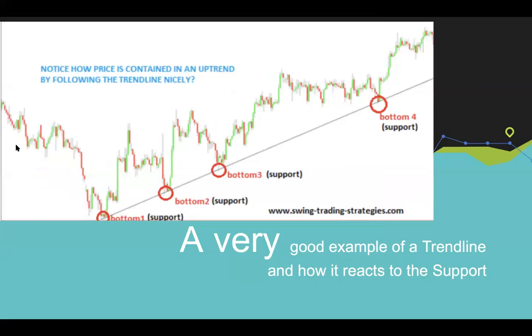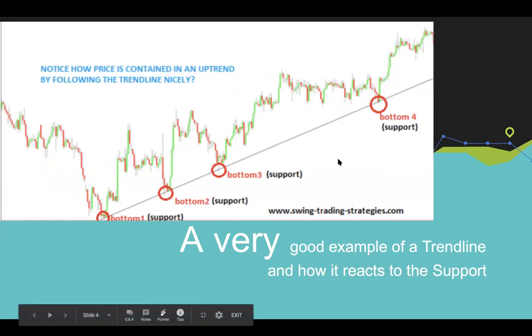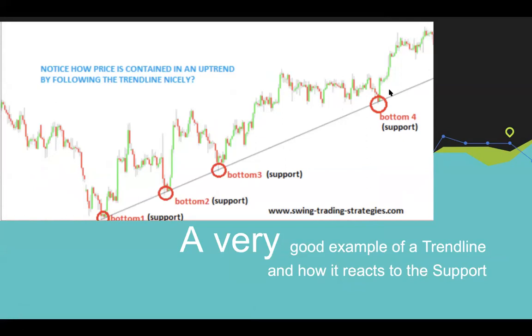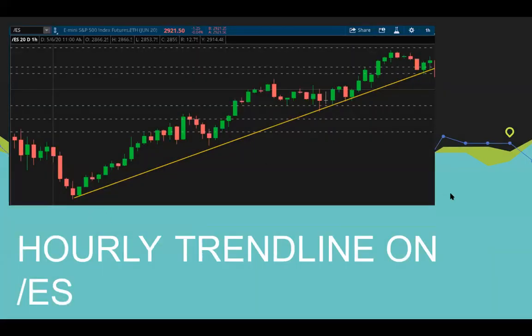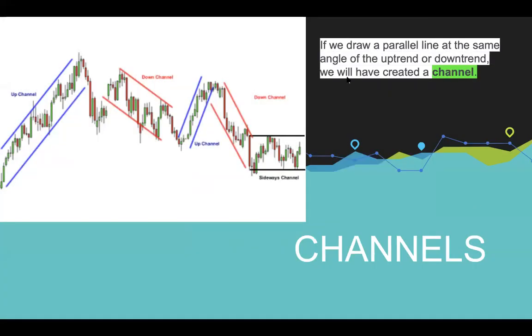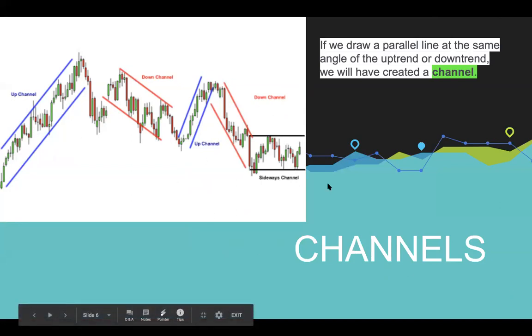Notice how price is contained in an uptrend by following the trend line nicely. This is a very good example of a trend line and how it reacts to the support. This is what an hourly trend line on the futures market looks like. If you draw a parallel line at the same angle of the uptrend or downtrend, you will have created a channel. Channel breakouts are usually very good, in my opinion.